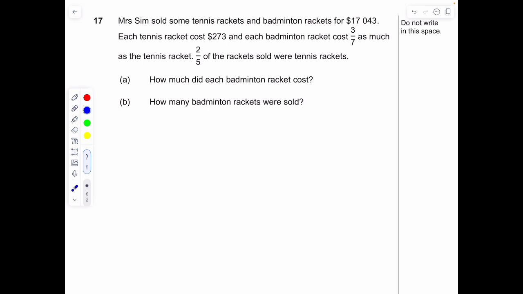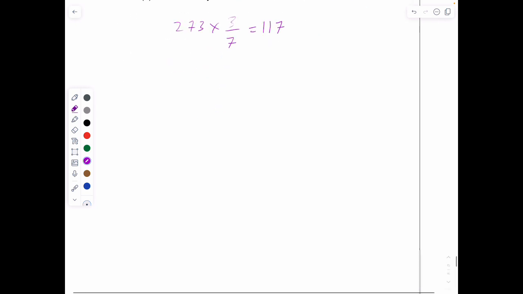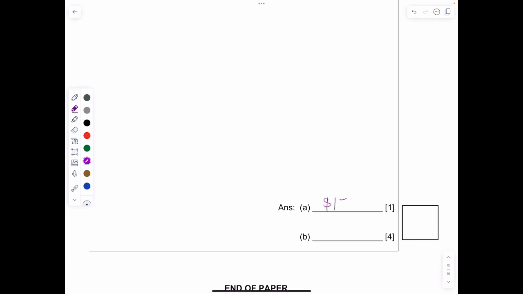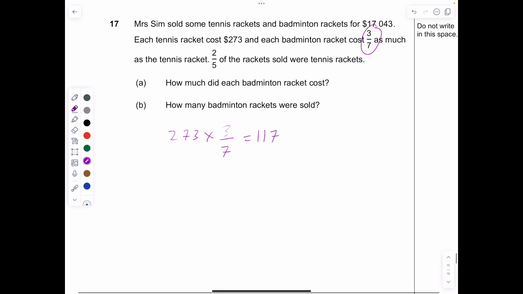So what we know is that the cost of each tennis racket is $273. And we want to know what is 3/7 of it. So therefore, 273 multiplied by 3/7. Answer is 117. Okay, make sure you have the dollar sign, label it as A. B. How many badminton rackets were sold?